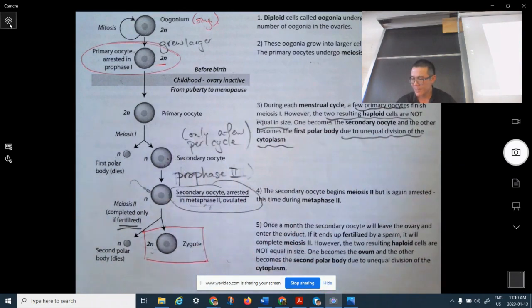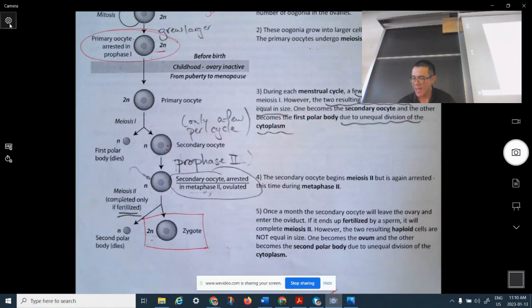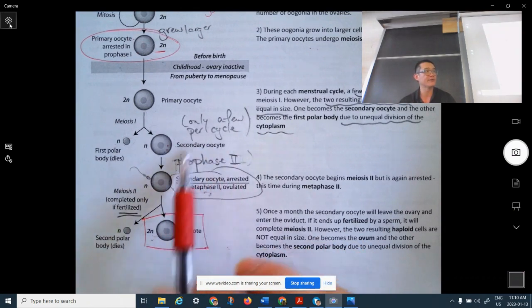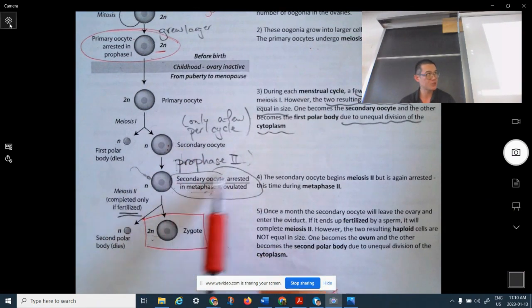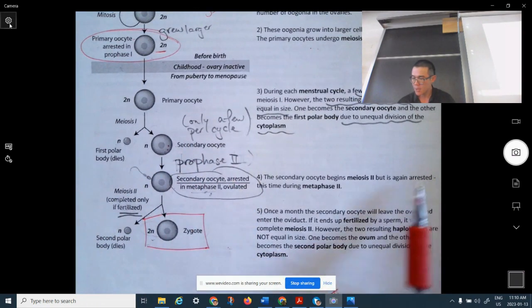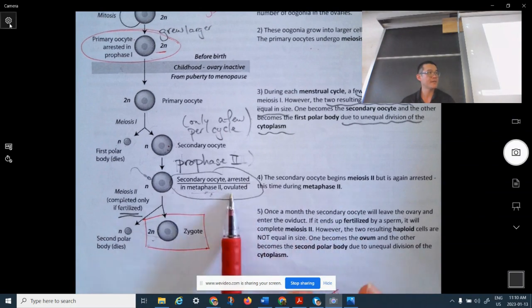And that secondary oocyte will continue and go through prophase 2. That is still inside the ovaries. So the secondary oocyte will start and finish prophase 2, but it will stop at metaphase 2. It will stop at metaphase 2.